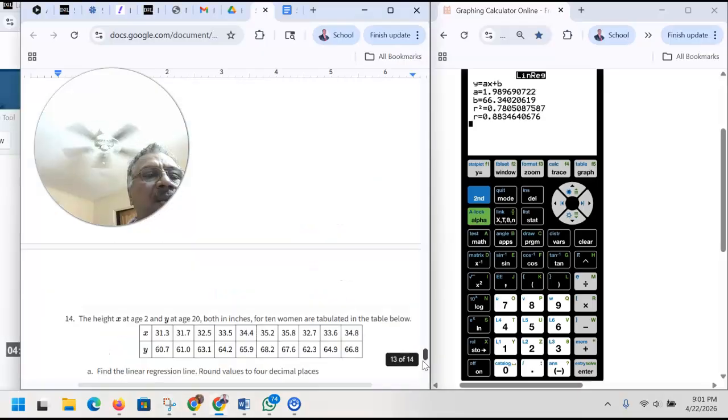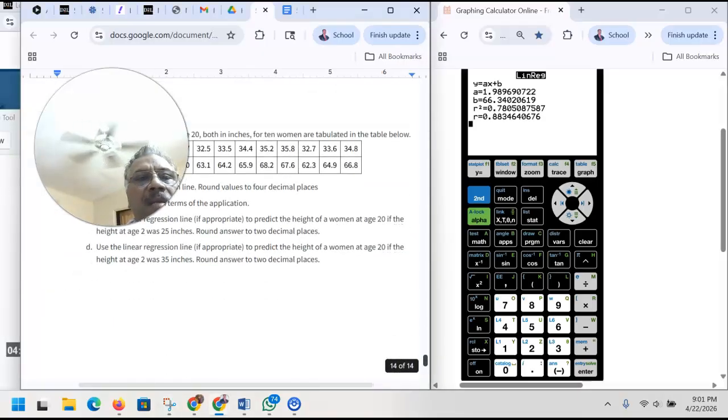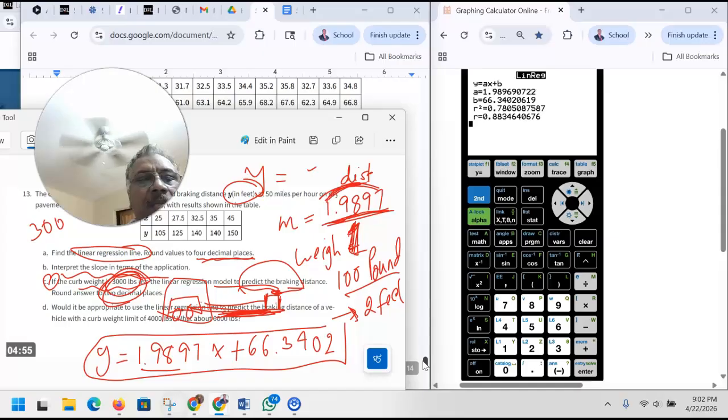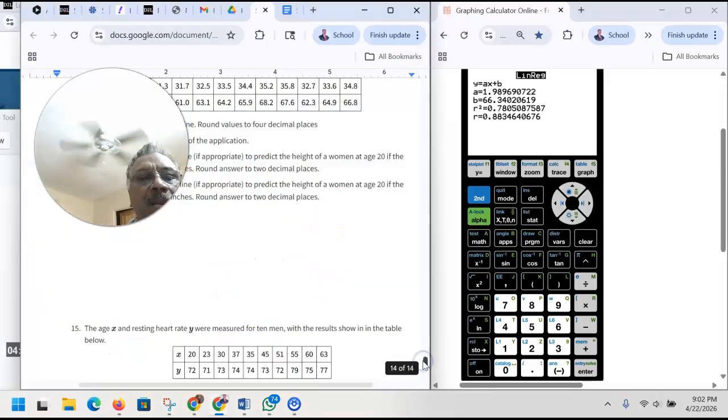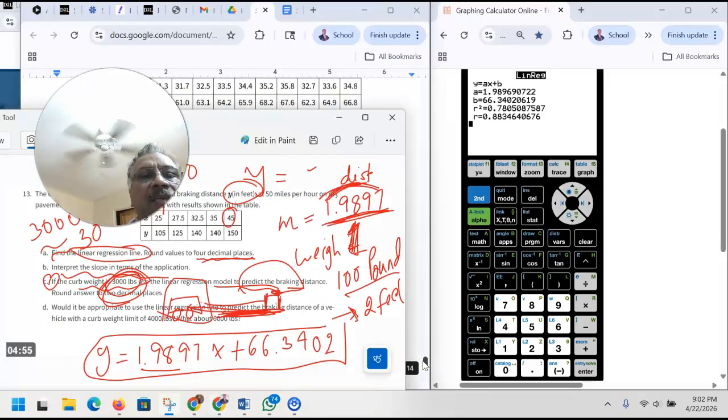3,000, but basically we are using 30. 30 means 30 hundred. See, this x is in hundreds. What does this mean? It's 2,500. See, this means 2,500. And the next one, if 45 means 4,500, right? So I hope that takes care of it.